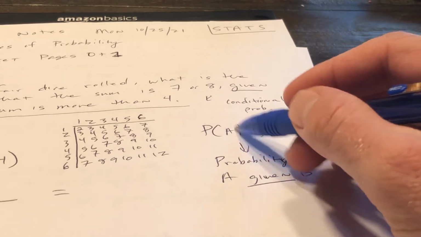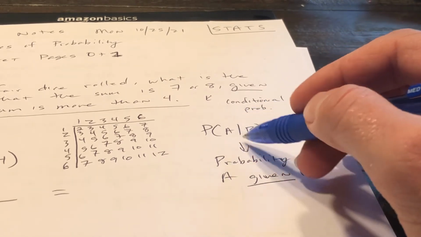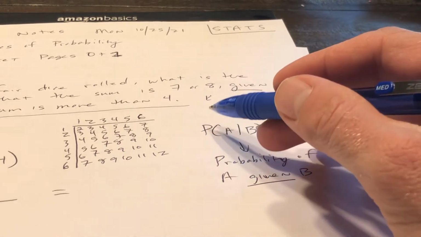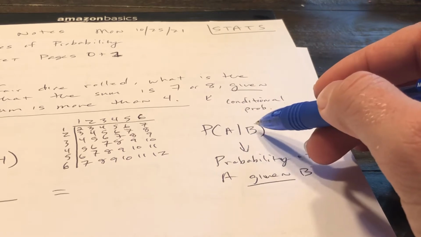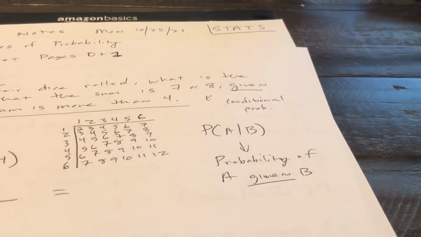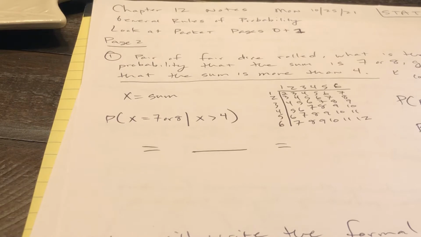So that's what the straight line down means, it means given. If you're in calculus, when we have set notation, it means such that. You can kind of think of it like that. What's the probability of A such that B happens? What's the probability of A given B? That's what that means. Please write that down. We'll write a more formal definition and formula for that later.